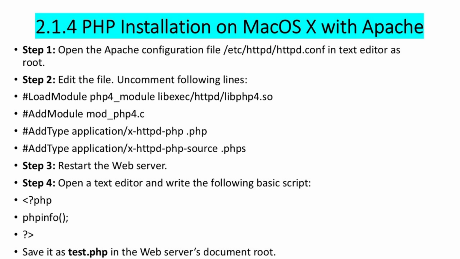Step 4. To verify that everything is working correctly, open a text editor like TextEdit or Visual Studio Code and create a new file. Inside that file, write a simple PHP script as follows: phpinfo(). This command displays PHP's configuration details when executed. Finally, save this file as test.php inside your web server's document root directory. This is usually found under Library/WebServer/Documents, or /var/www/html, depending on your system.